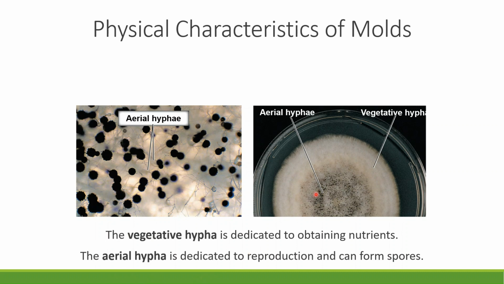So in this image here, we have the vegetative hypha, which is more of this white, pinkish, yellow mass growing into this agar plate. And then if you see these little black spots, this is growing up out of the media, and it is considered the aerial hypha.